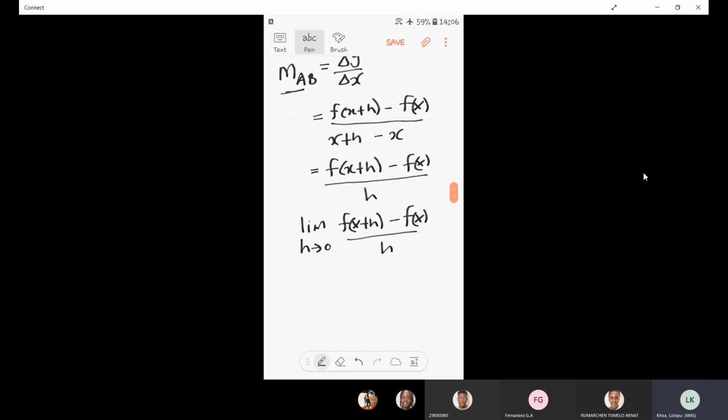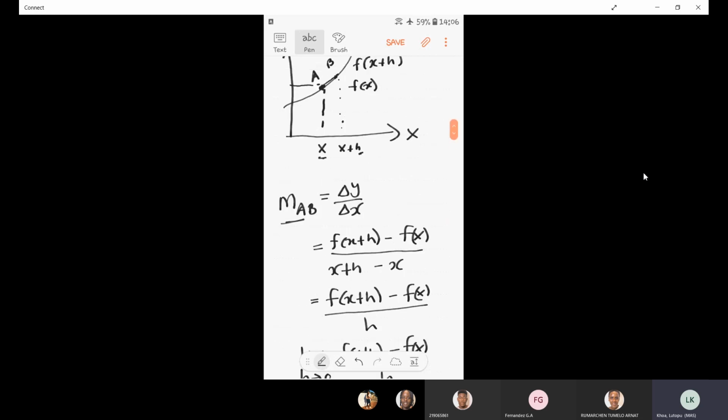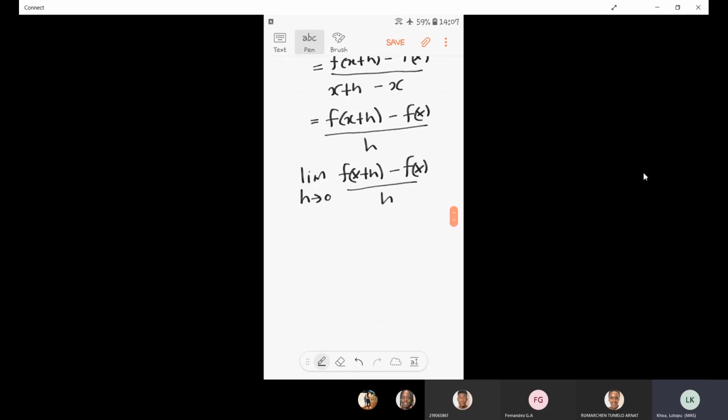This h represents the distance on the x-axis between A and B. If the distance between A and B on the x-axis is getting smaller and smaller, approaching 0, it means that eventually B will be the point A. Then using that gradient formula, I will have the gradient at the point A, which is what I want. So what I've written here, the limit as h approaches 0 of f of x plus h minus f of x over h, is what we call the derivative, and we denote it like this, f prime of x.